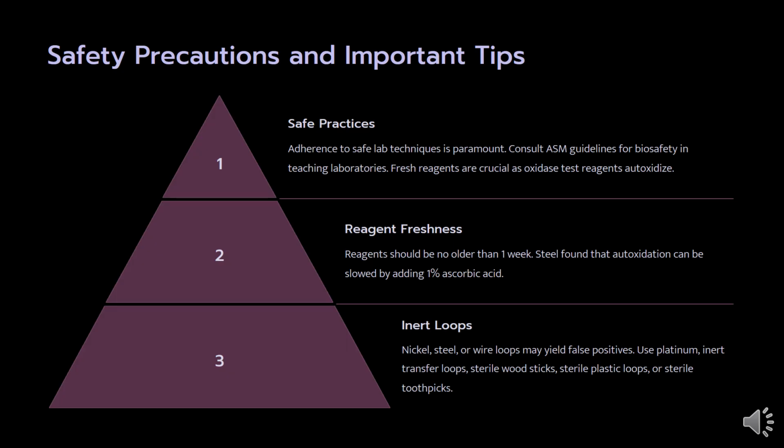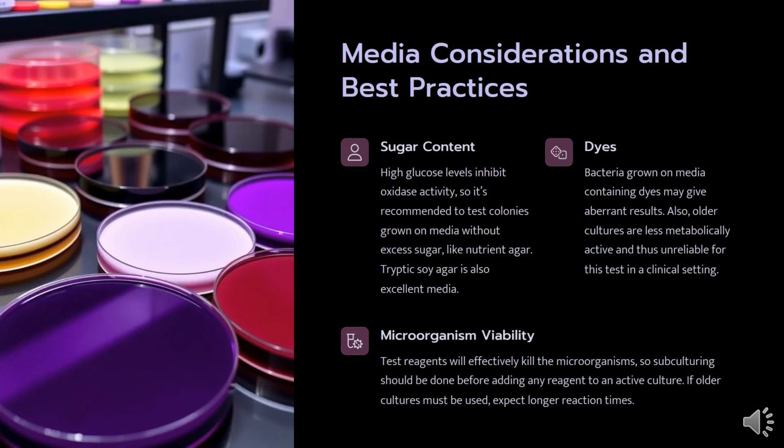Inoculating loop. Nichrome, steel or wire loops may yield false positives. Use platinum inoculating loops, sterile loop sticks, sterile plastic sticks or sterile toothpicks. So, media considerations and best practices. Sugar content. High glucose levels inhibit oxidase activity, so it is recommended to test colonies growing on media without excess sugar, like nutrient agar and tryptic soy agar, which are also excellent media.